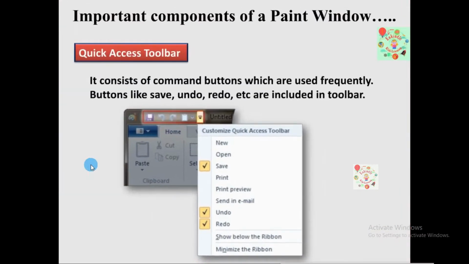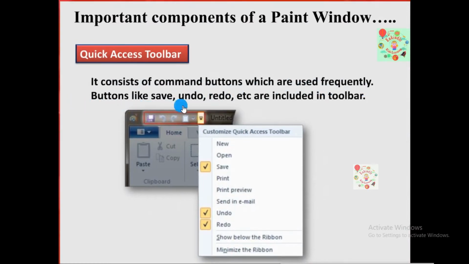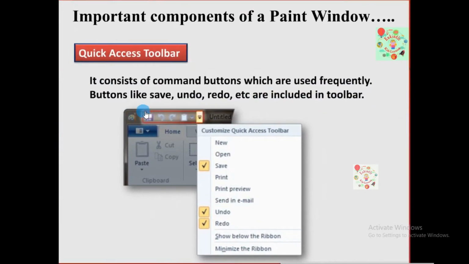Next component is quick access toolbar. What do you mean by quick access toolbar? Quick access toolbar consists of command buttons which are used frequently. Buttons like save, undo, redo, etc. are included in toolbar. These particular options are called quick access toolbar.